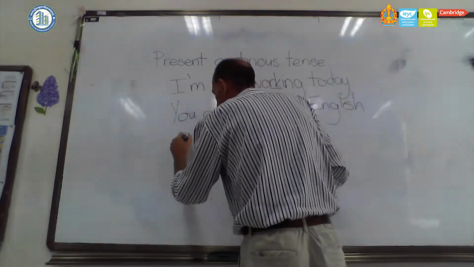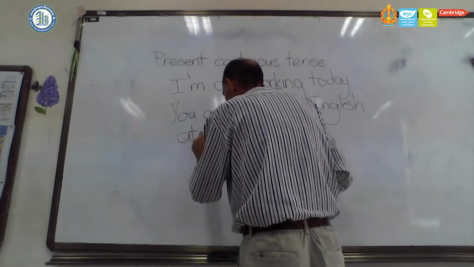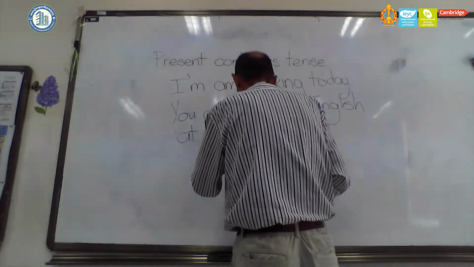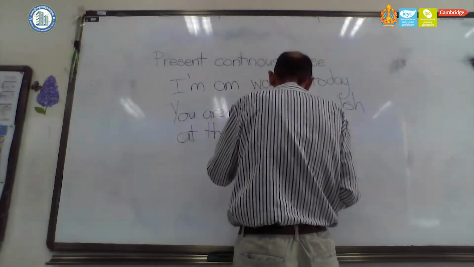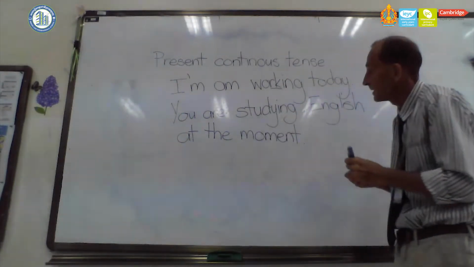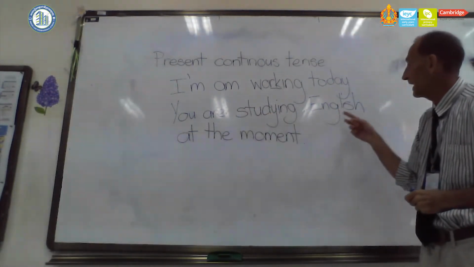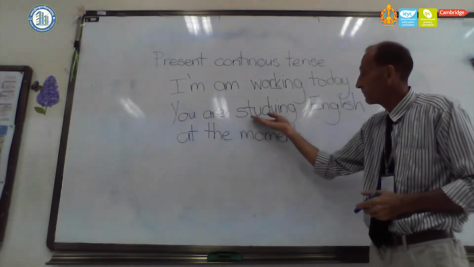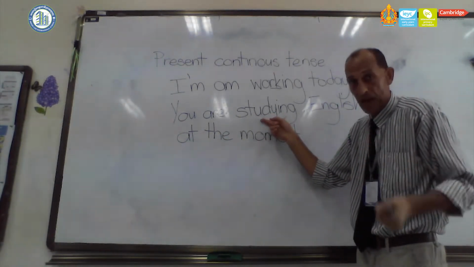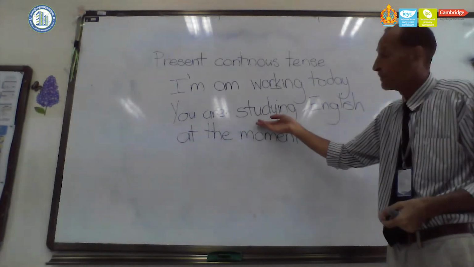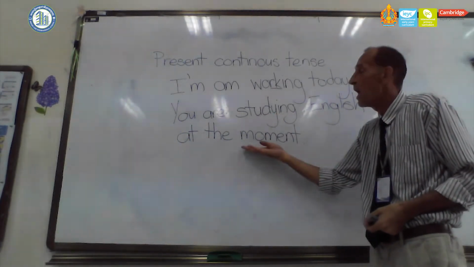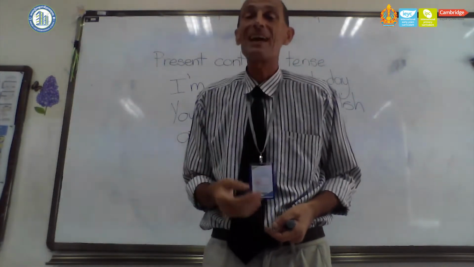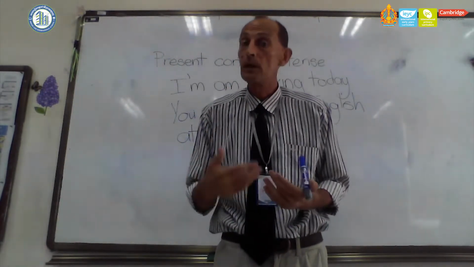At the moment. Okay, so let's have a look again. You are studying English at the moment. Alright, so here's our action verb, which is studying. So we've just added the ing, and at the moment, that's our expression of time. So now let's have a look at a couple of negative, how we write negative sentences in present continuous.